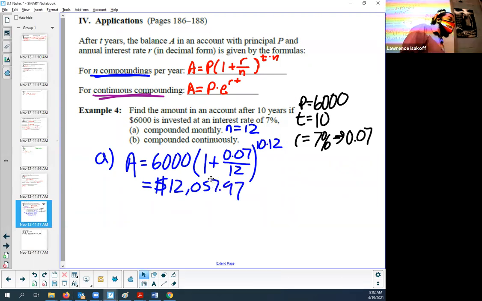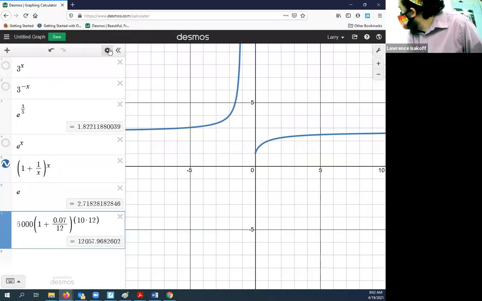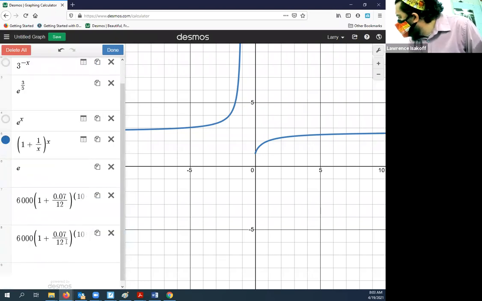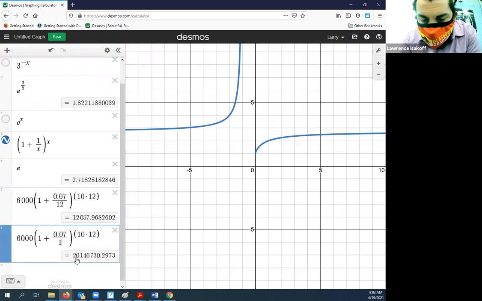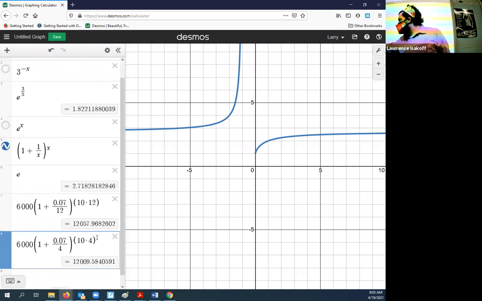$57.97. That's what we get if we compound this monthly. I'm going to very quickly show you how we can change it in Desmos to compare. If I copy this, I can change the 12s to 4s. When I change them to 4s, that means I compounded quarterly. Notice there is a difference. If I compound quarterly, I make about $50 less.